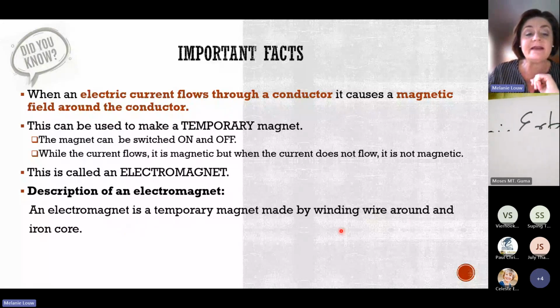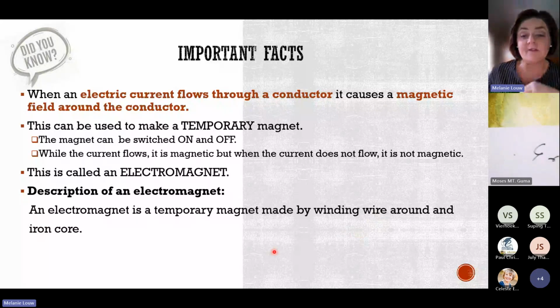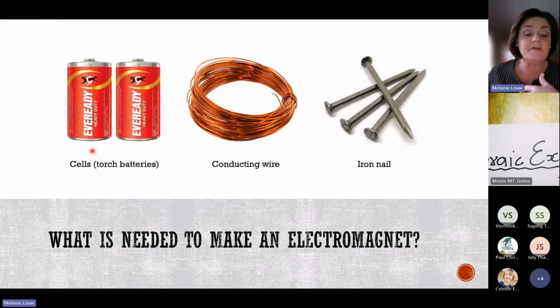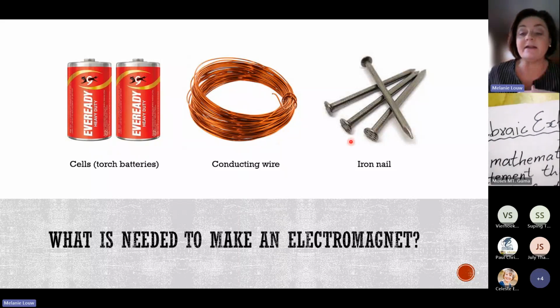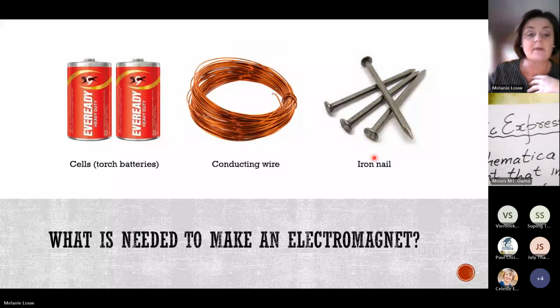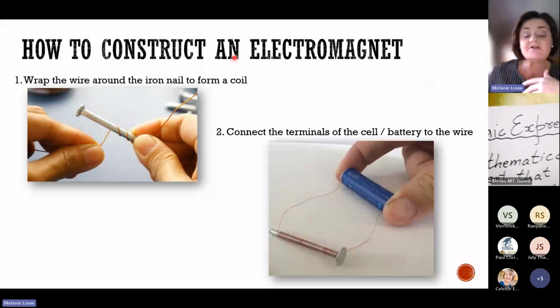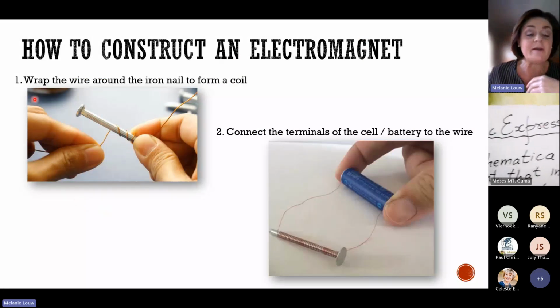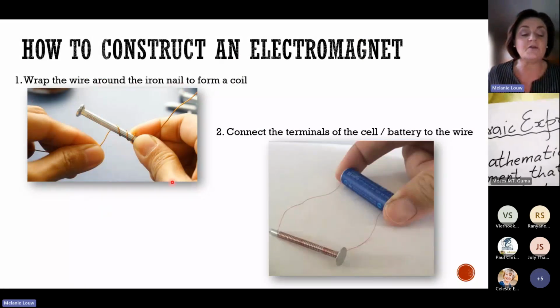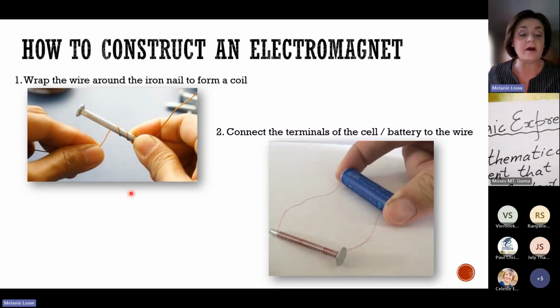If you look at the next slide, we can build an electromagnet. What do we need to build an electromagnet? You need a few electric cells or torch batteries, a piece of conducting wire, and an iron nail. And how do you construct an electromagnet? The first step is to wrap the wire around the iron nail to form a coil, as you can see in this picture.